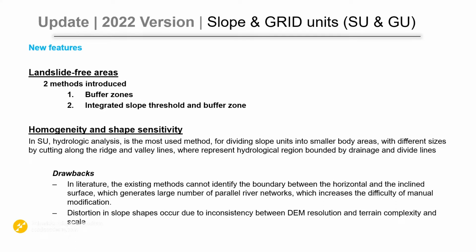One of the drawbacks that we also fixed here, when we produce slope units, which is also in the literature, there are some issues about homogeneity and shape sensitivity. What is this? The tools that exist for producing slope units try to divide the slopes into smaller bodies, with different sizes, by cutting along the ridge and valley lines, and as we know, it's a hydrological process.